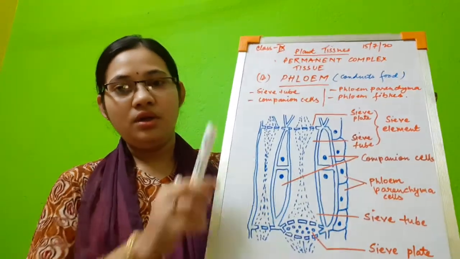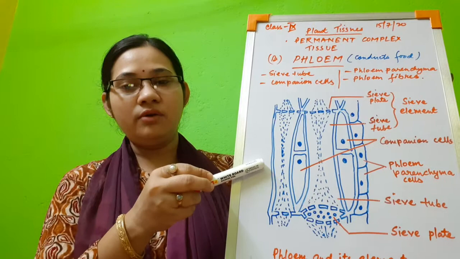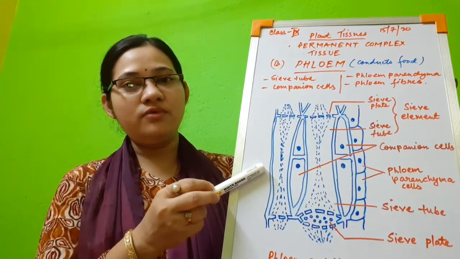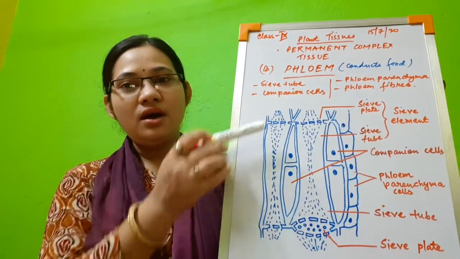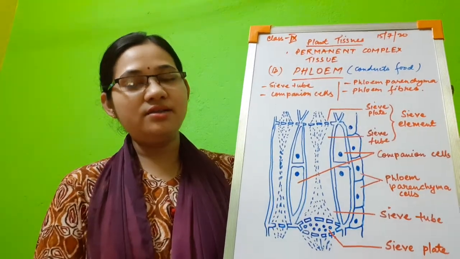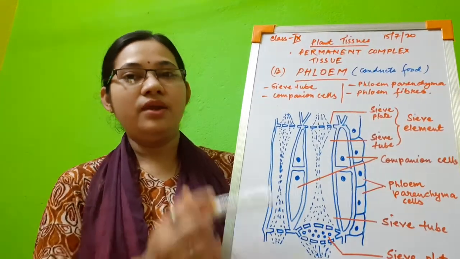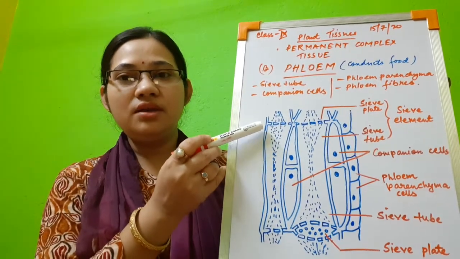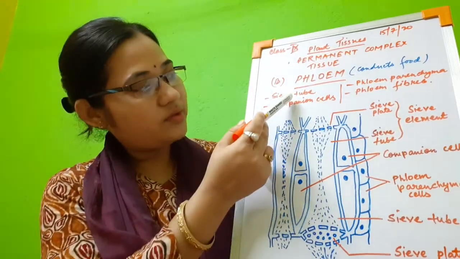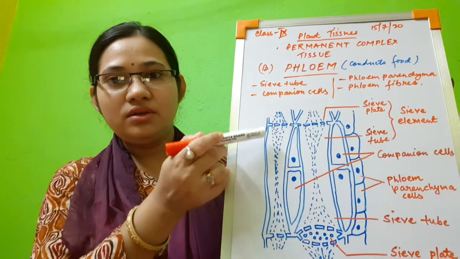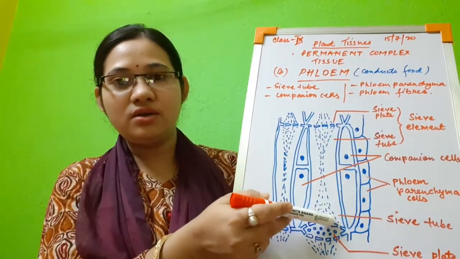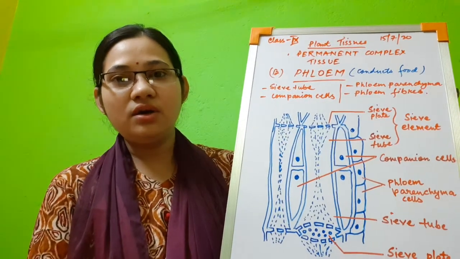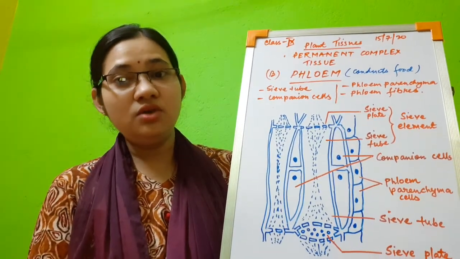These are the 4 different types of cells which are present in the phloem tissue as a whole. Now here is a diagram of phloem tissue. I have drawn this diagram from my NCERT book, so please practice it. Let us see how the cells are arranged in phloem tissue. First, the sieve tube: these long elongated cells, 2 of which I have drawn here, are called sieve tube cells.